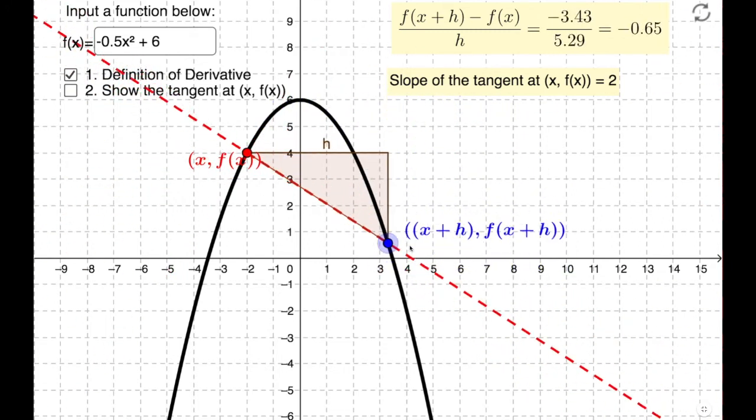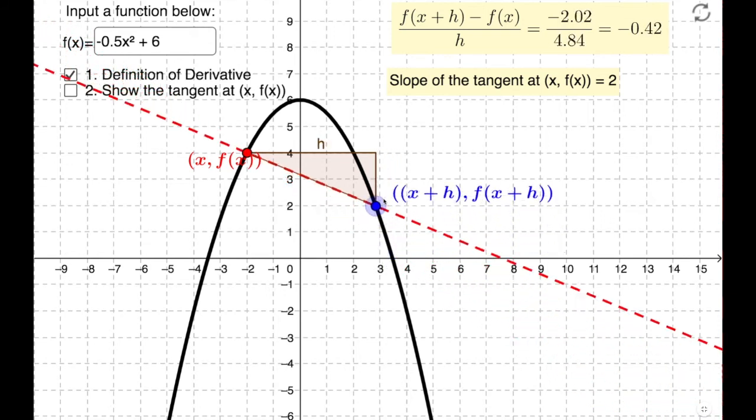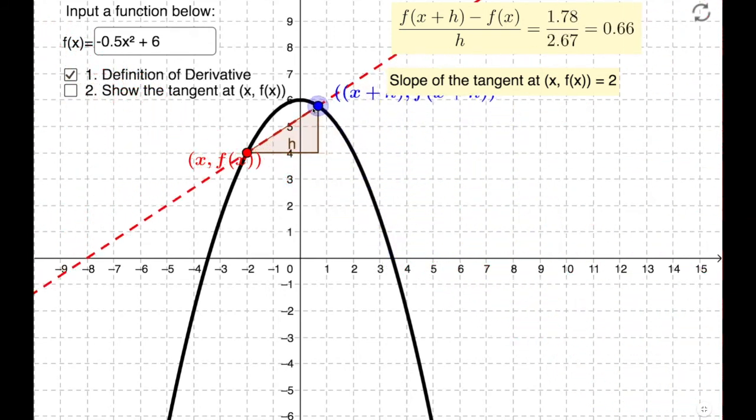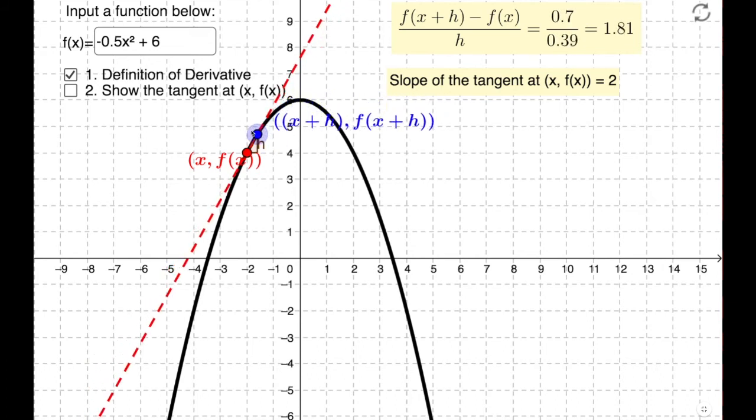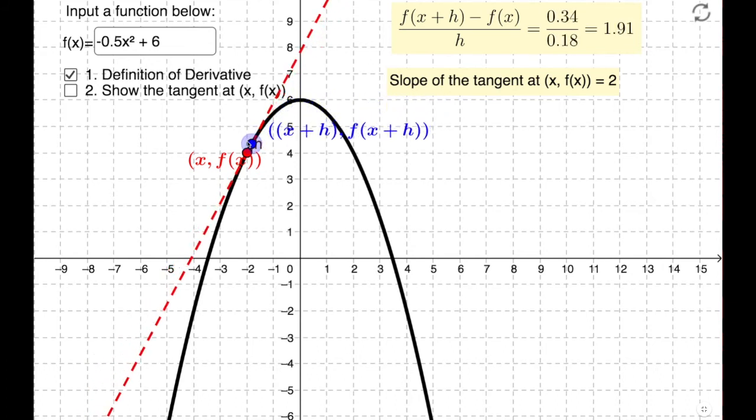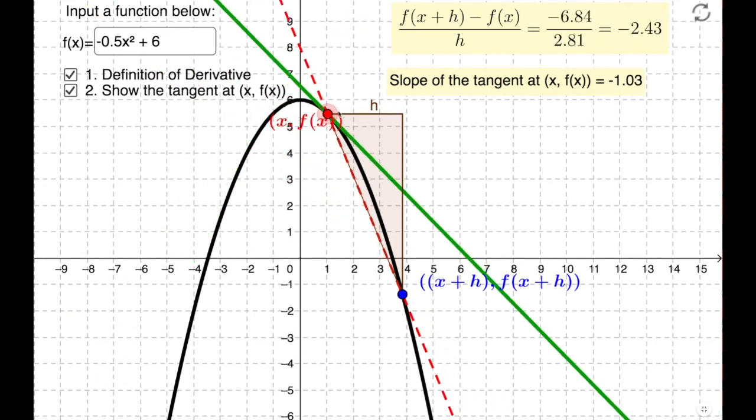So if h is larger, we have a secant, right, where it's estimating this average rate of change. But as h approaches 0, it actually gives us a really good estimate of the slope of the tangent line, which would be our instantaneous rate of change. And so we can sort of see that tangent line matching up there really nicely. And again, the nice thing about keeping these as x and f of x and x plus h comma f of x plus h is we can move these points anywhere we want.